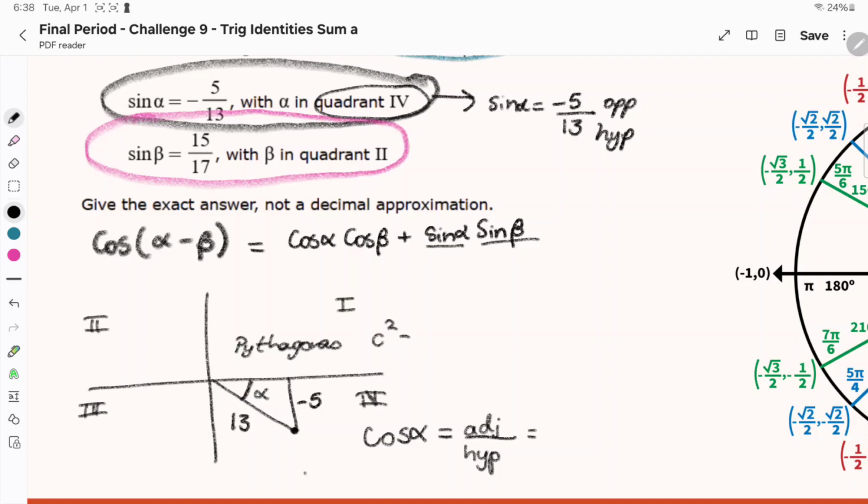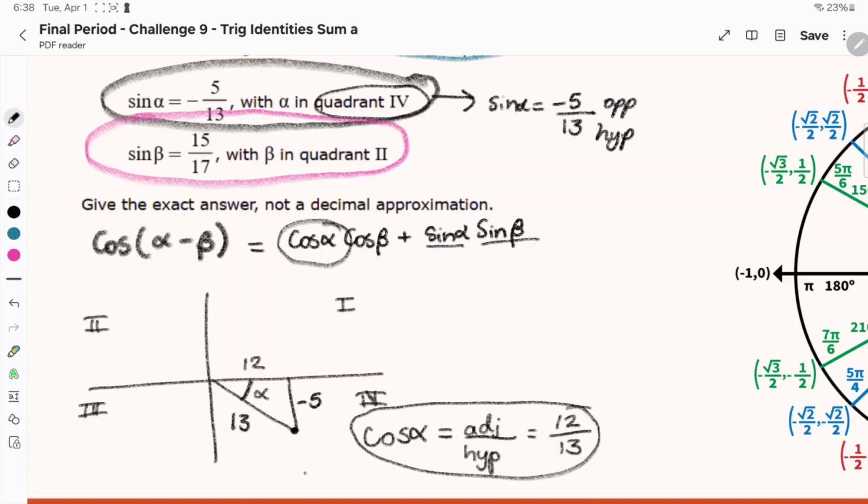Pythagoras was c squared equals a squared plus b squared, right? So if I'm looking for the adjacent side, you're gonna use the Pythagorean theorem and you're gonna find that this side is gonna be 12. Okay, you should be able to do this yourselves. So this is gonna be cosine of alpha equals 12 over the hypotenuse, which was 13. And I already have my cosine of alpha, right? Which I'm gonna use on the formula in here. I'm gonna circle it.